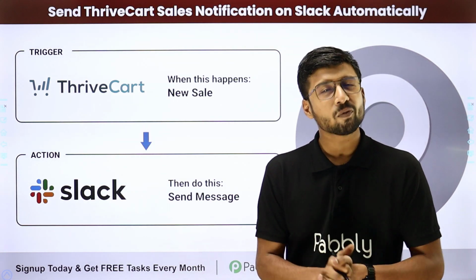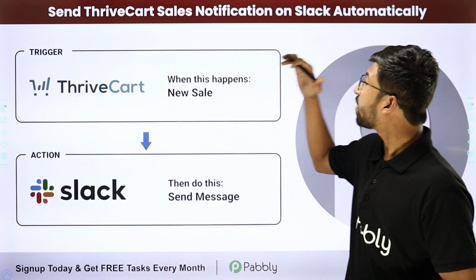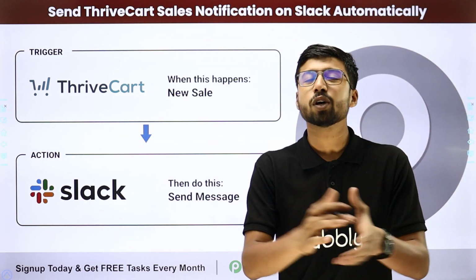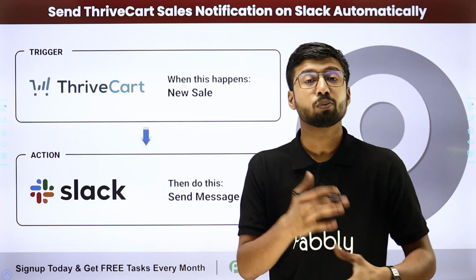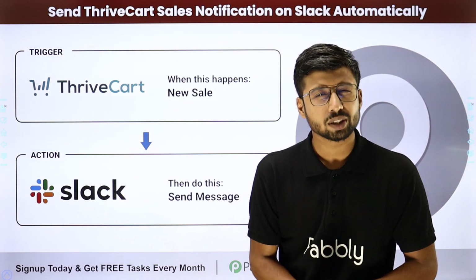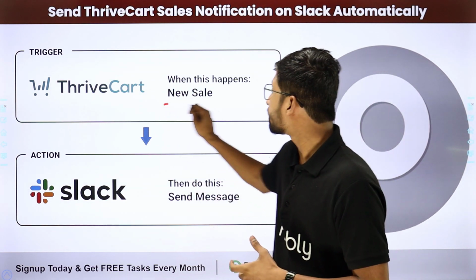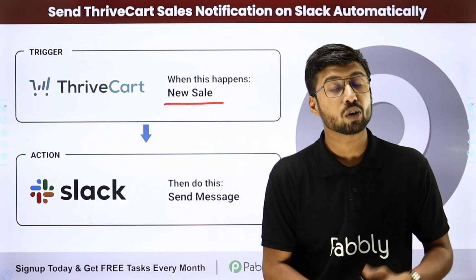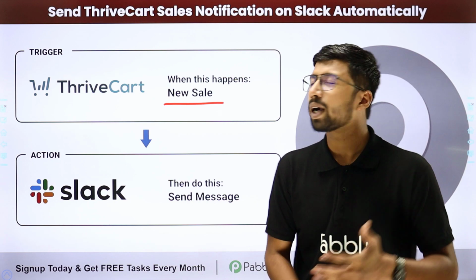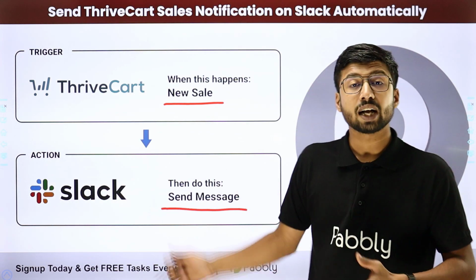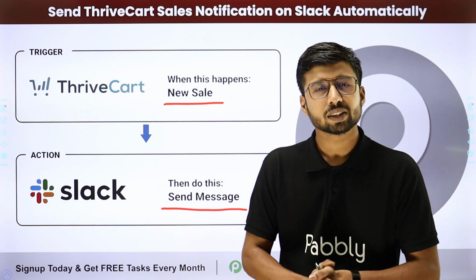So today in this video, we are going to learn how to send Thrivecart sales notification on Slack automatically. Now suppose guys you are using Thrivecart as an e-commerce platform to sell some products, this automation is going to help you a lot. So using this automation, whenever we receive a new sale on our Thrivecart account, on our Thrivecart store, automatically the details of that new sale will be sent as a message on our Slack channel to update our team members as well.